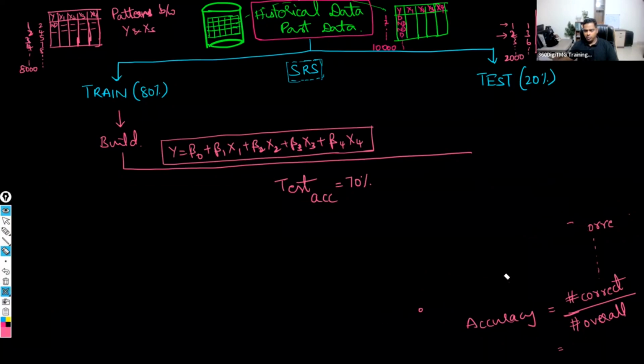Let me remove this and then draw that back. Shouldn't be an issue. What happened?